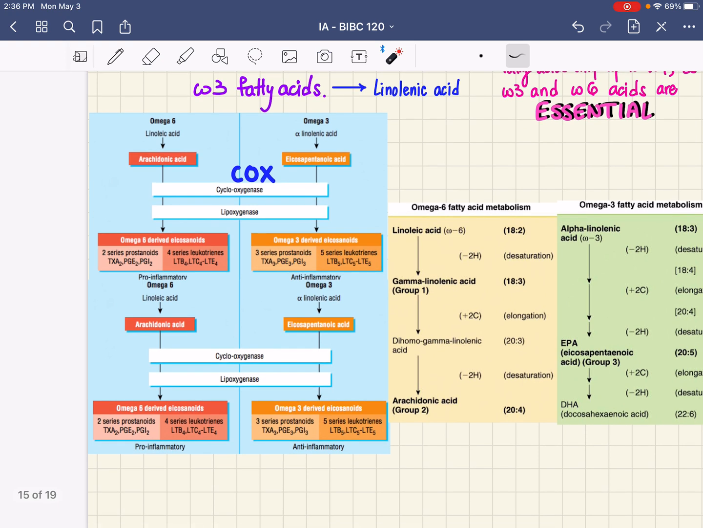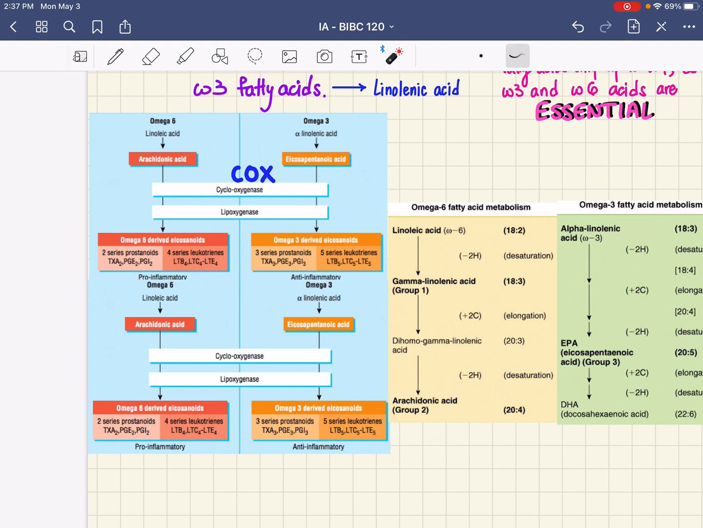And these are important because they give rise to these other fatty acids. Linoleic gives rise to arachidonic acid. Linolenic gives rise to EPA. And each of these are used to derive other molecules that are important in different processes. And what are those processes? So arachidonic acid gives rise to prostanoids and leukotrienes that are important in pro-inflammation.